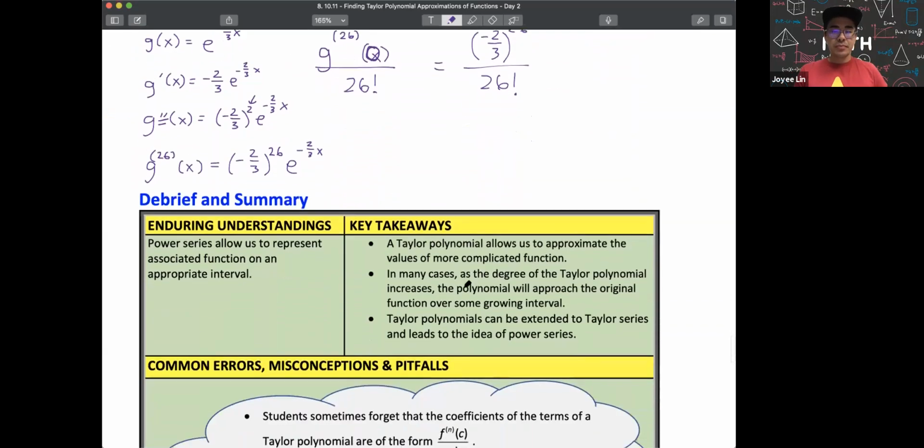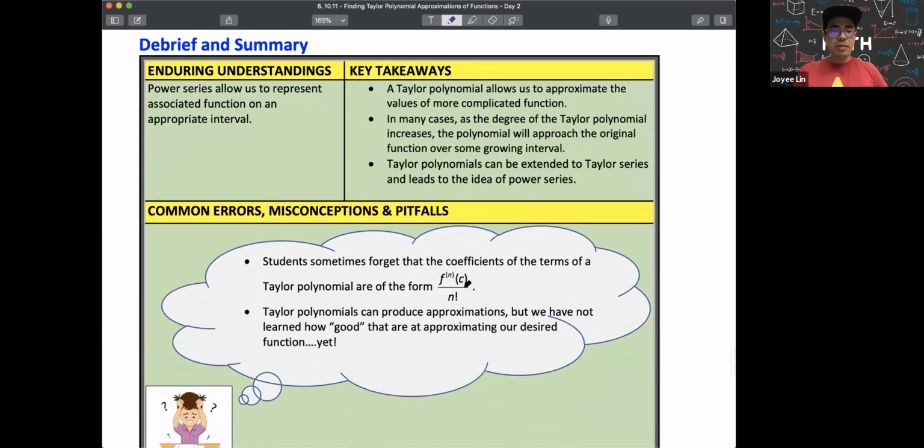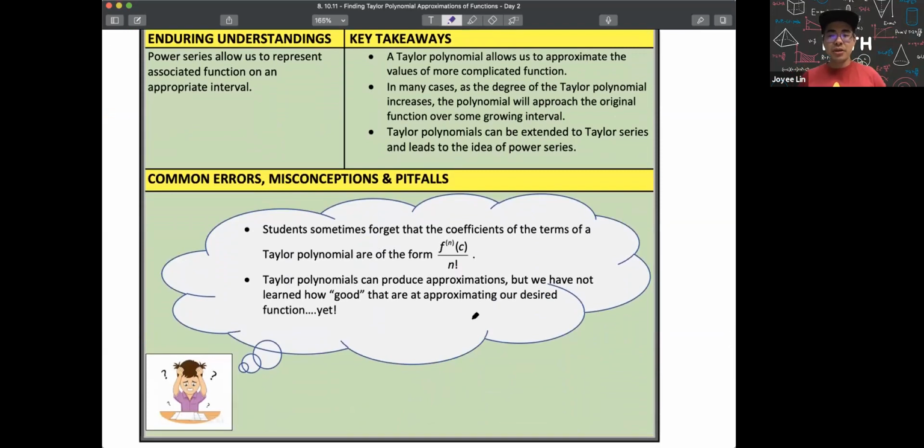Cool. So what's the most common pitfall when it comes to the Taylor polynomial? People forget this thingy here, right? That's thing number 1. Thing number 2 is they forget to plug in the center value. They just have like an x there or something.